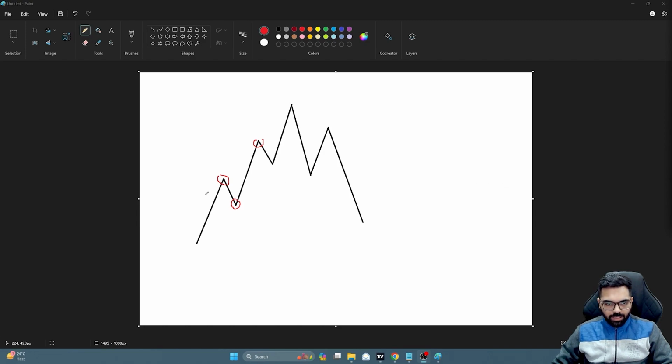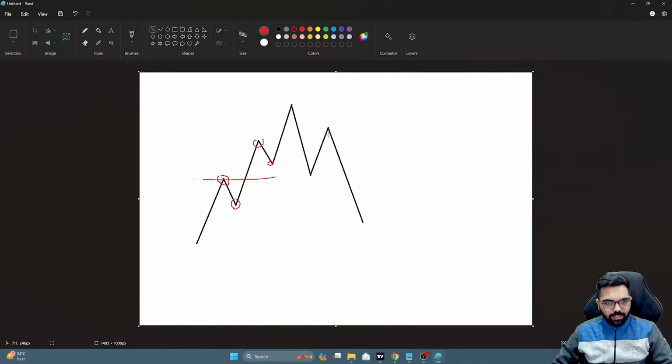In a bullish market, you can see that each peak is higher than the previous peak and each trough is higher than the previous low. So this is nothing but the concept of higher highs and higher lows. In simple words, each time the market rallies, it goes beyond the previous peaks, and each time it goes down, the low it forms is higher than the previous low.